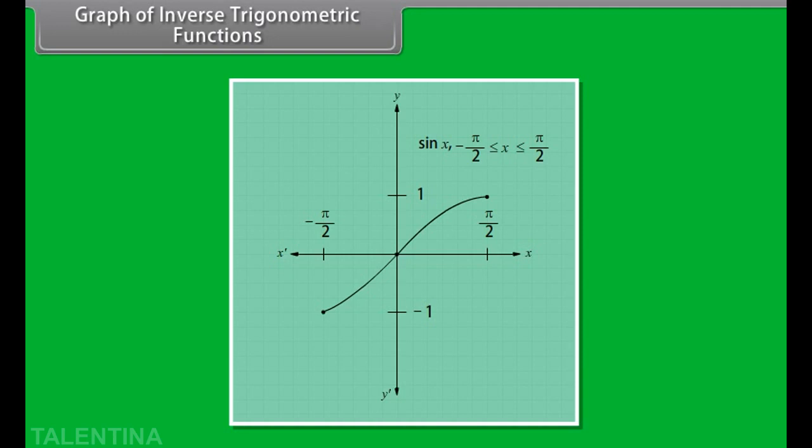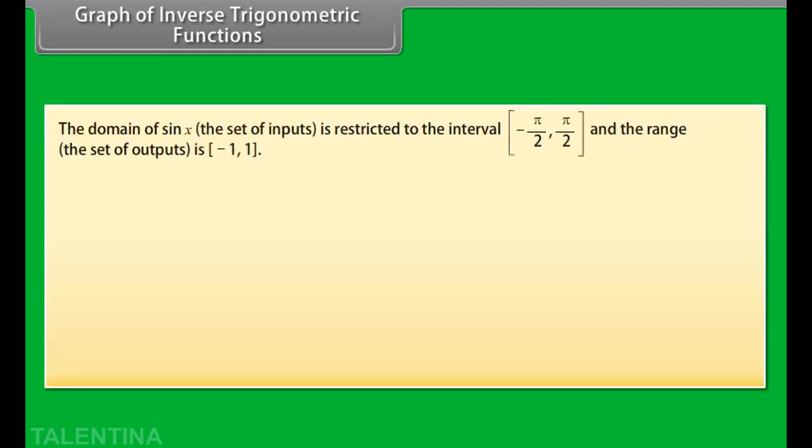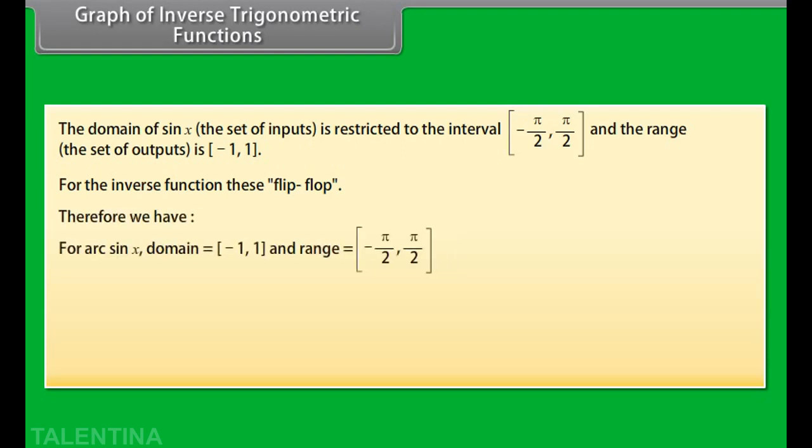Using this figure, the graph of arc sine x or sine inverse x can be easily obtained. The domain of sine x, that is, the set of inputs, is restricted to the interval minus pi by 2, pi by 2, and the range, that is, set of outputs, is minus 1, 1. For the inverse functions, these flip-flop. Therefore, we have for arc sine x, domain is equal to minus 1, 1 and range is equal to minus pi by 2, pi by 2.